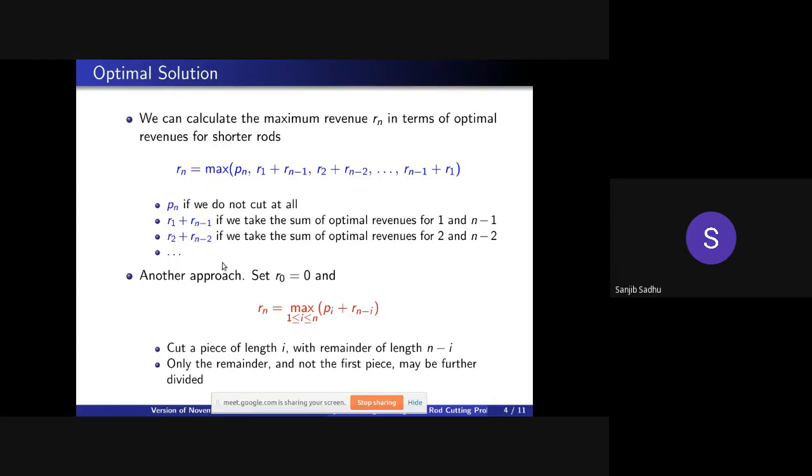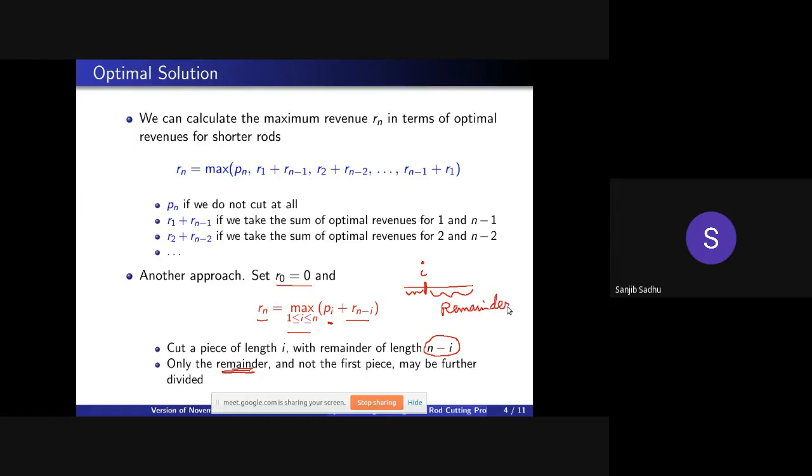So another approach is what? Set R0 equal to 0 and take the maximum of Pi plus Rn minus i. So cut a piece of length i with remainder of length n minus i, and only the remainder means you are cutting it into two parts. Here it is i. So this length is of length i, and the remainder, this portion, is the remainder.